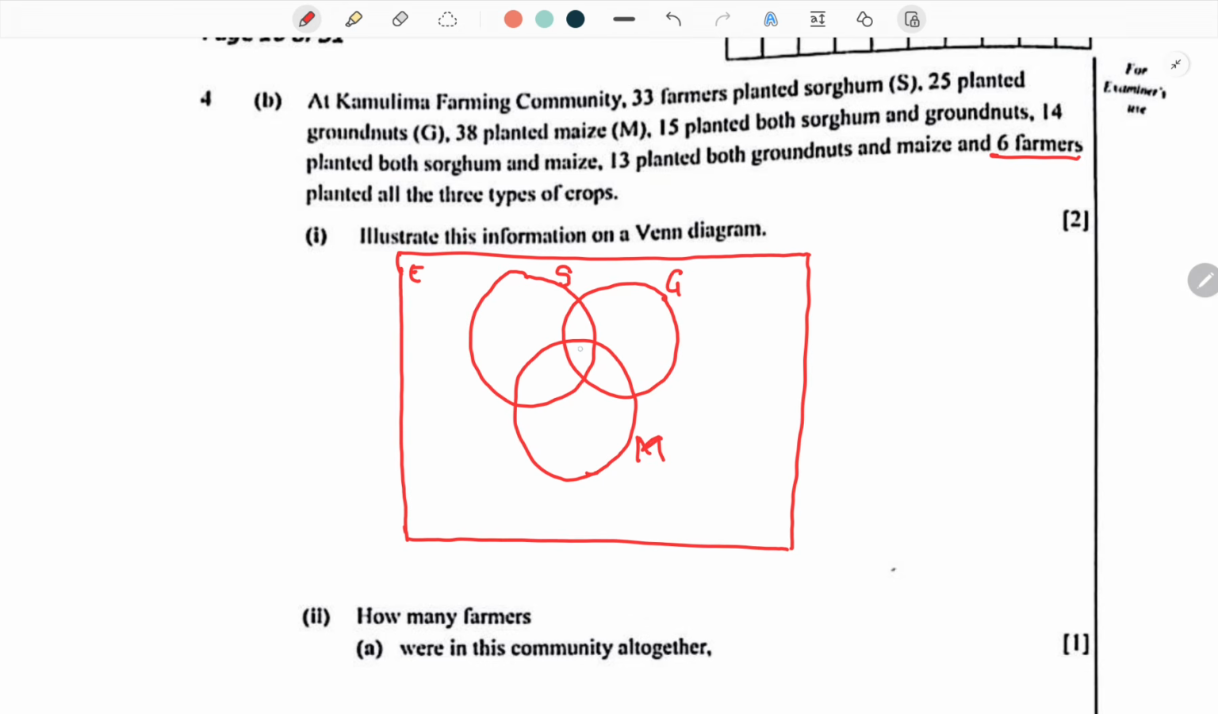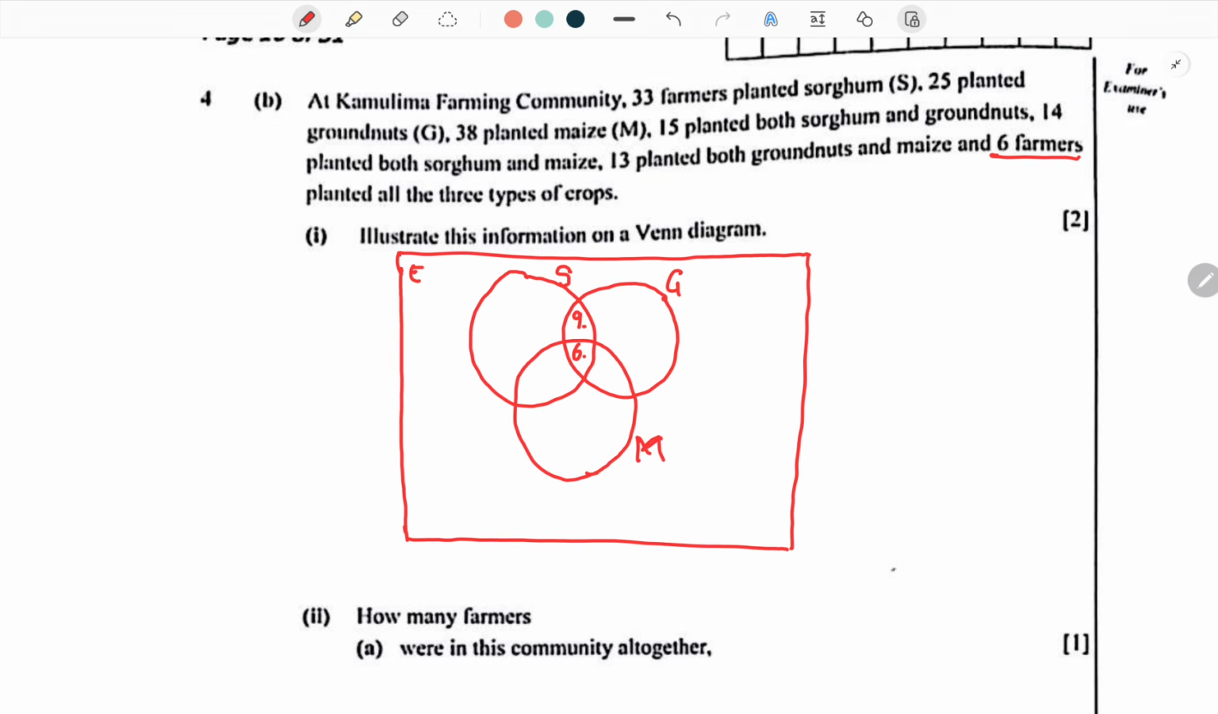So you're going to put your 6 with a dot. Then you start with those that planted 2 crops only. So 15 planted both sorghum and groundnuts. So sorghum and groundnuts, it's here, right? But how many people planted? There were 15. So you are going to say 15 minus the 6, right? 15 minus the 6, you are going to get 9. And that is the 9 you are going to put here.